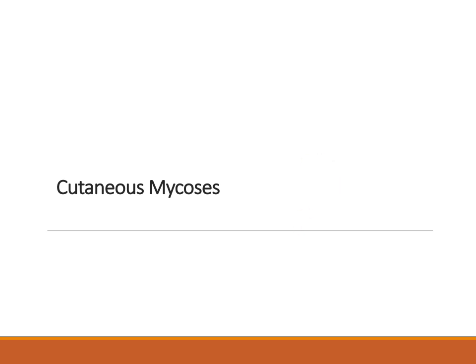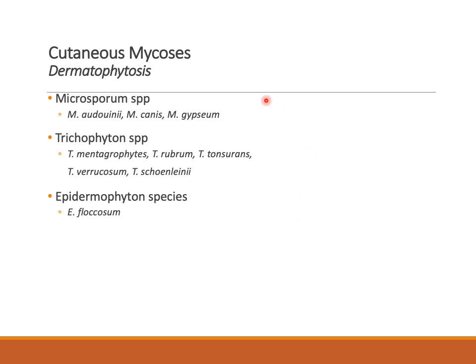So we will leave superficial. Let's now go to cutaneous mycosis, also referred to as dermatophytosis. Why again? Because the etiologic agents belong to the dermatophyte group. Again, how did we define dermatophytes? These are fungi that have affinity to the keratin that is present in the skin, the hair, and the nails.